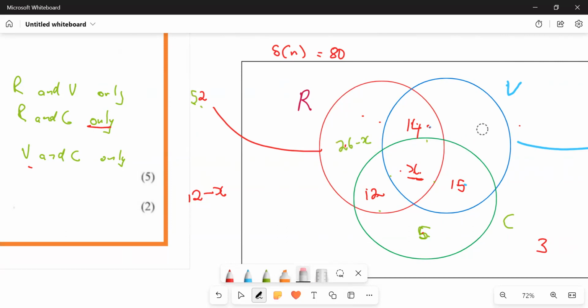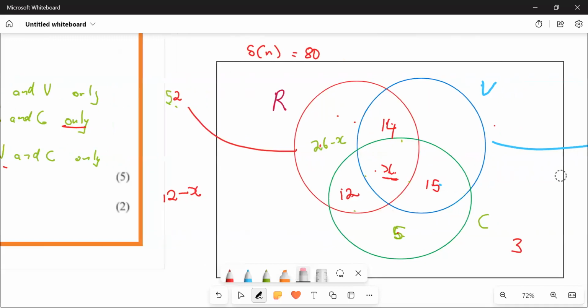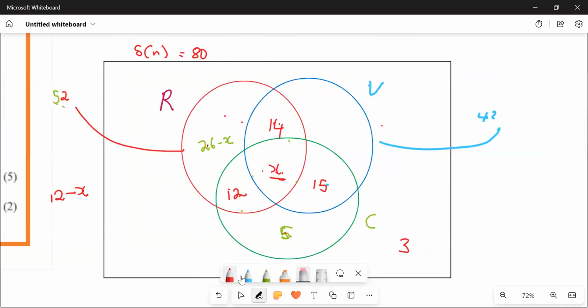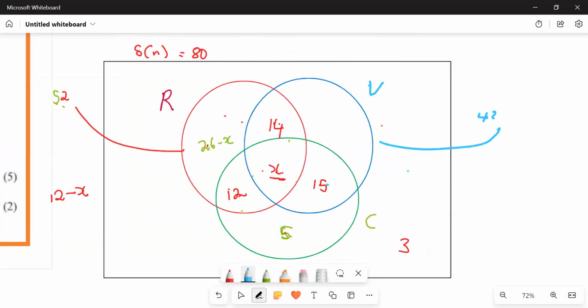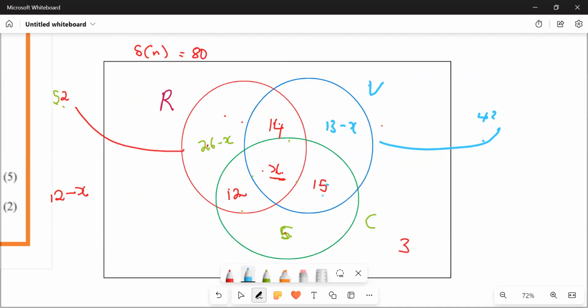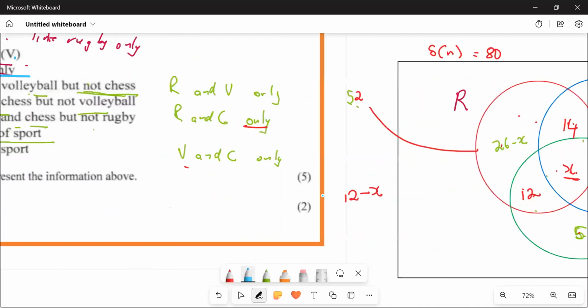Let's move on to this one then. What are we supposed to have here? I get this one, all it gives us what, 42? If we say 42 here, we're going to say 42 minus what? 15 again. Minus 14 again. Minus x, what do you get? It's going to be 13 minus x. And then our Venn diagram now is complete. And then for us to do a Venn diagram, it's 5 marks.